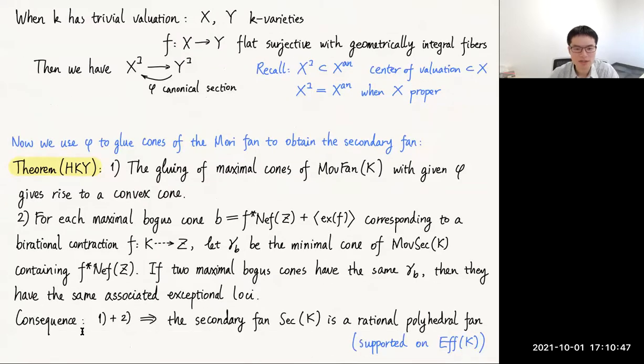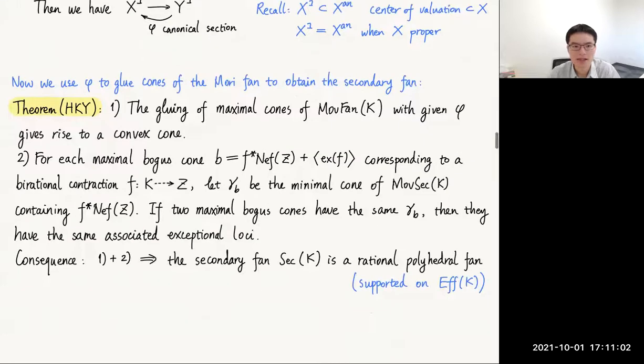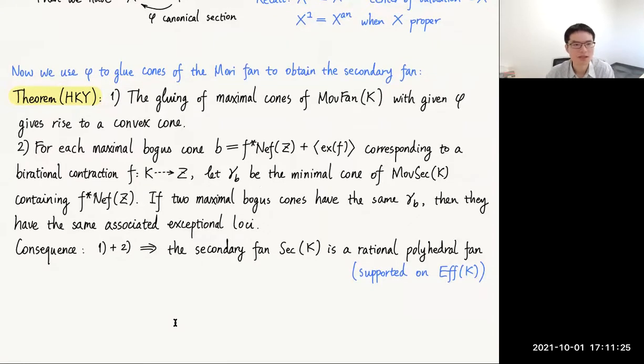The consequence of 1 plus 2 is that the gluing actually works, and the secondary fan we obtain is a rational polyhedral fan. So this is our generalization of the secondary fan to beyond the toric varieties. And now it's also a more geometric construction with respect to the combinatorial construction in the toric case.